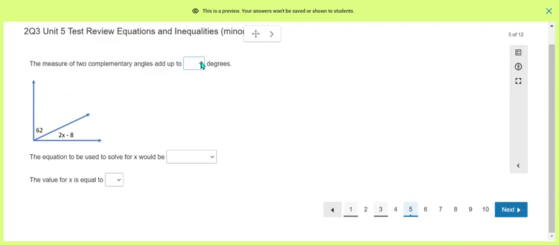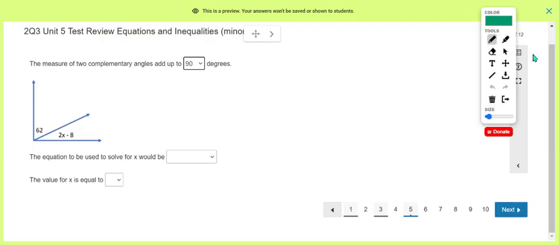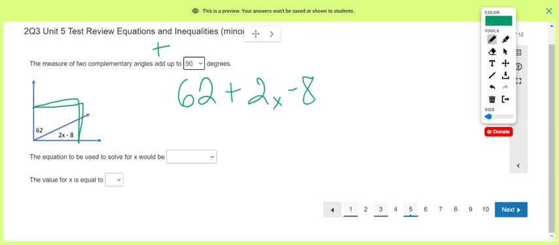So complementary angles are two angles that add up to 90 degrees. They make up a right angle, so they add up to equal 90 degrees. So then we look at these two things inside this right angle. So we have 62, and then we're going to add 2x minus 8, and all of that, the first angle plus the second angle, equals 90.